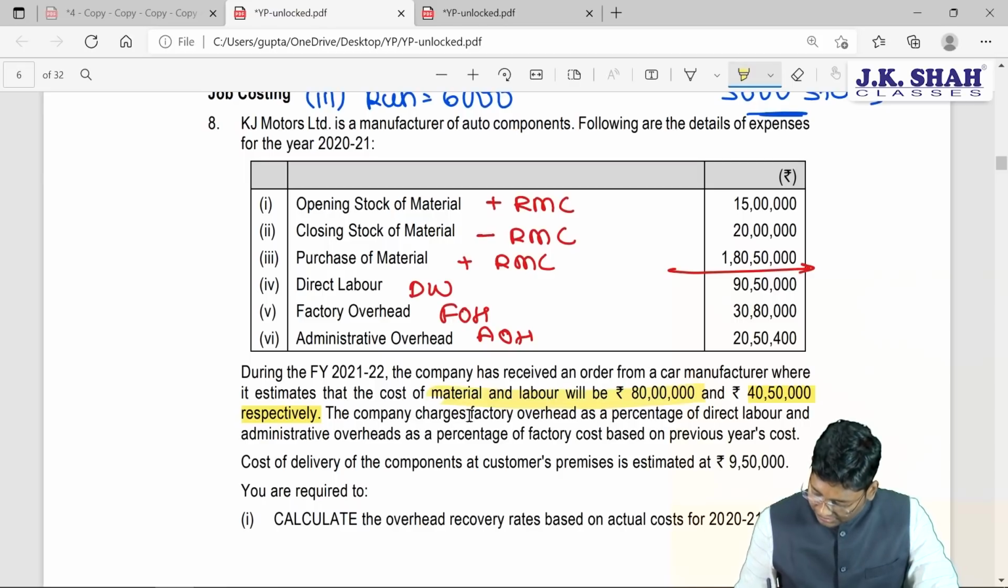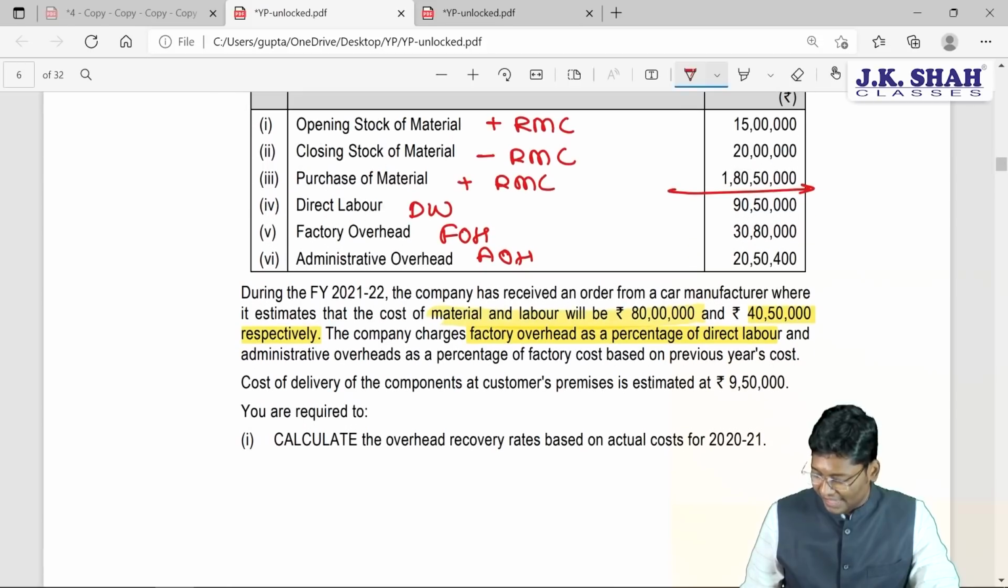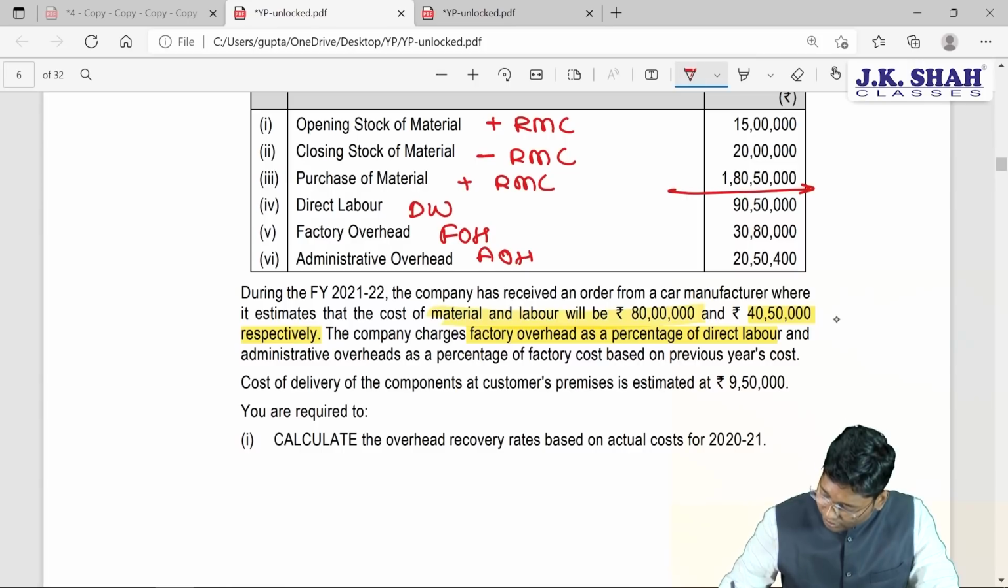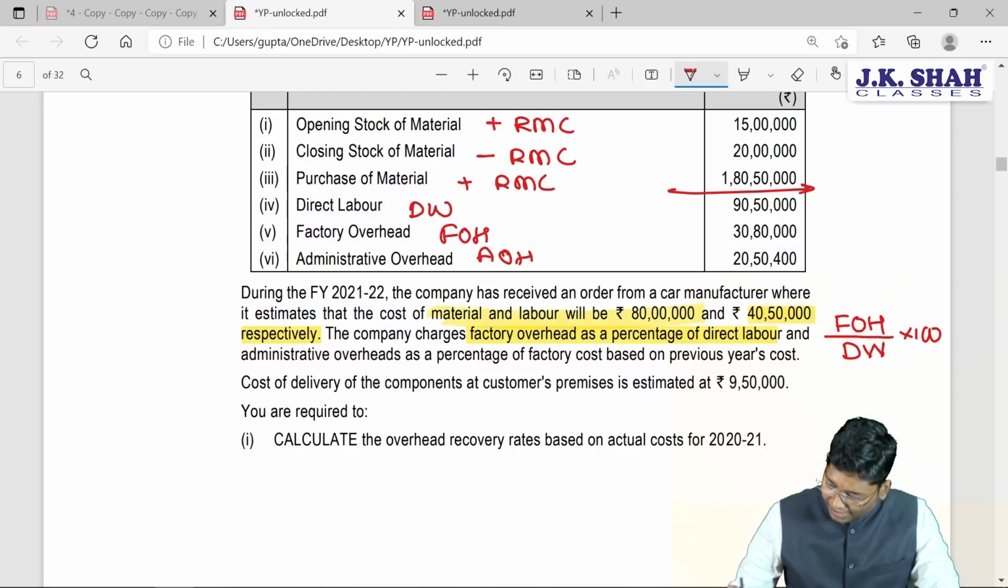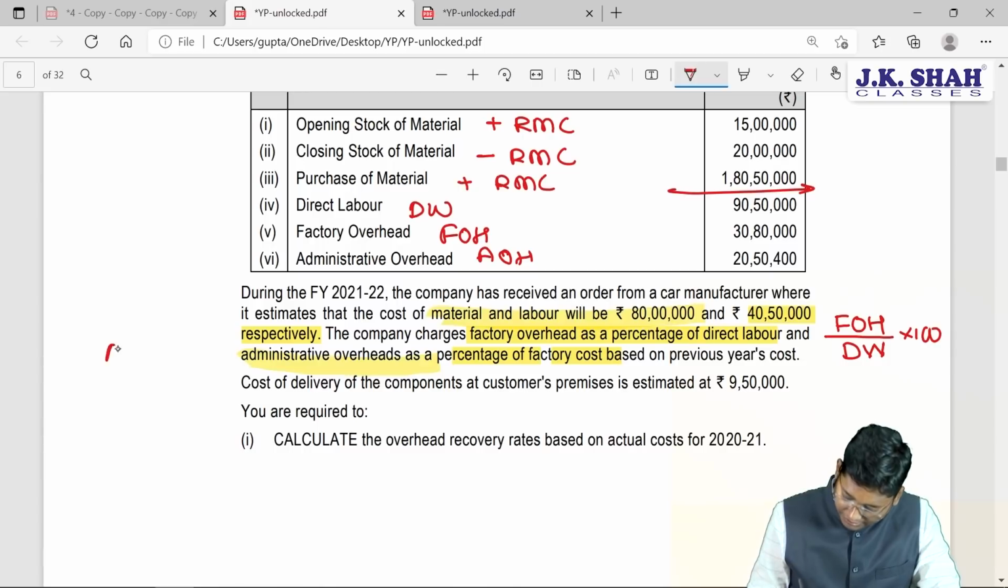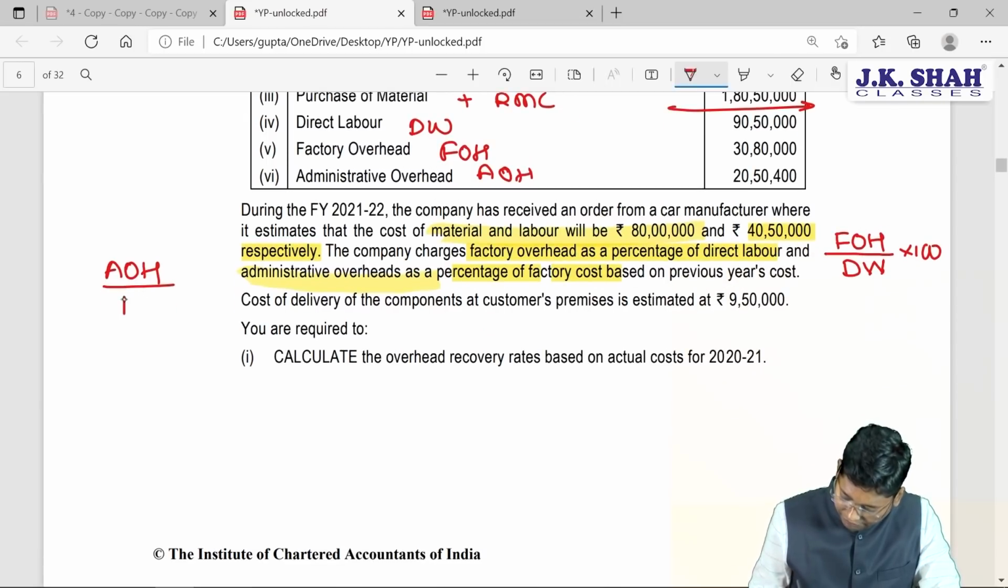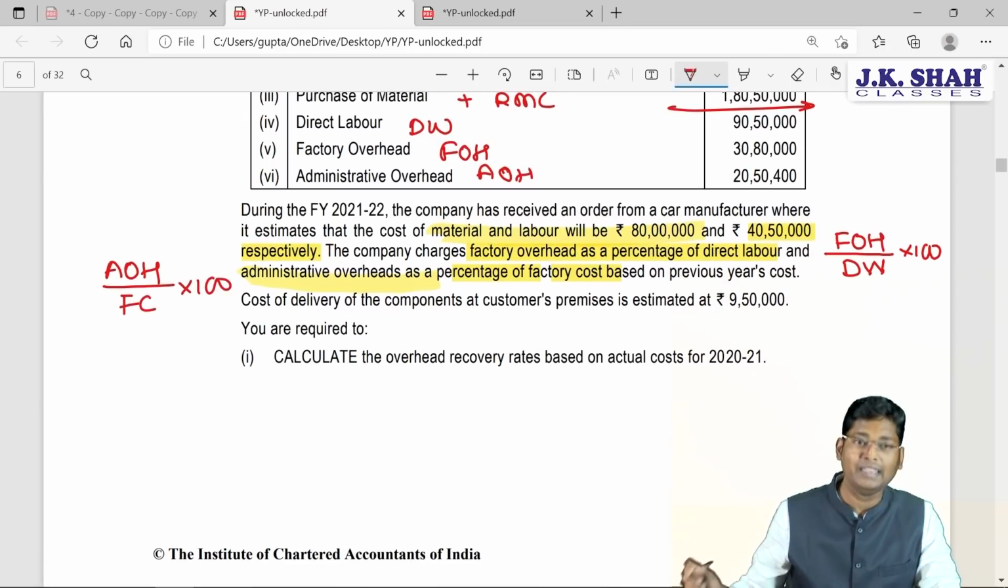The company charges factory overhead as a percentage of direct labor, so absorption rate can be computed for factory overhead as a percentage of direct labor, and for that we should use the formula of factory overheads divided by direct labor, that is direct wages, into 100, and administrative overhead absorption rate is to be expressed as a percentage to factory cost. Means for calculating the absorption rate of administration overhead, you should divide them by using factory cost, then you need to multiply them by 100.